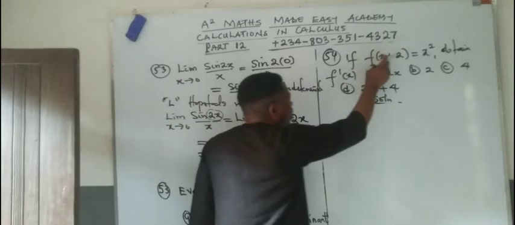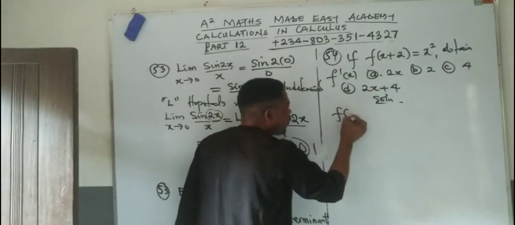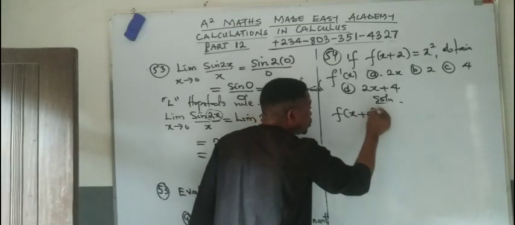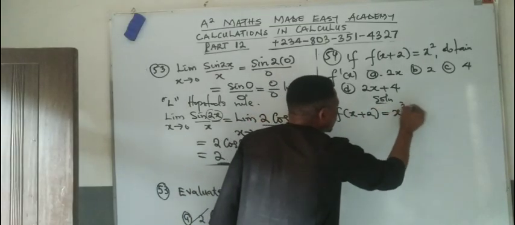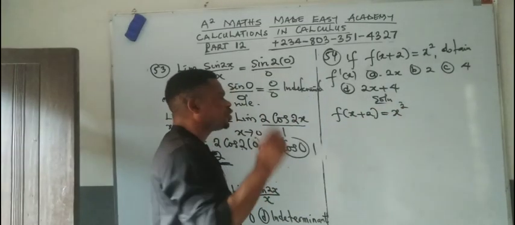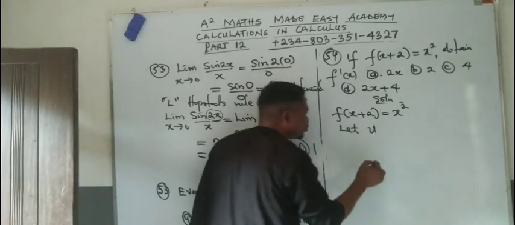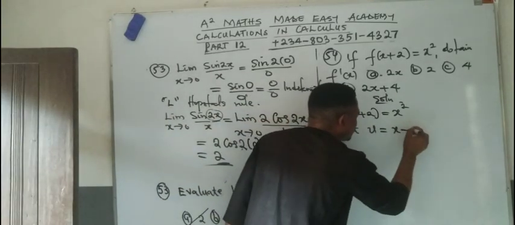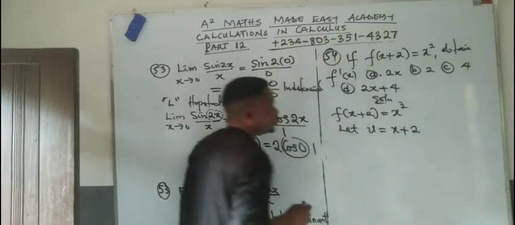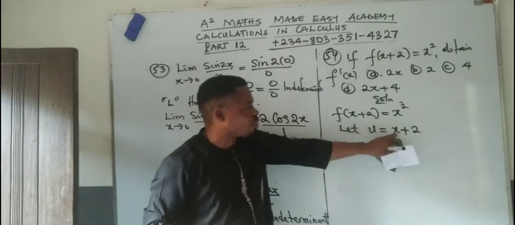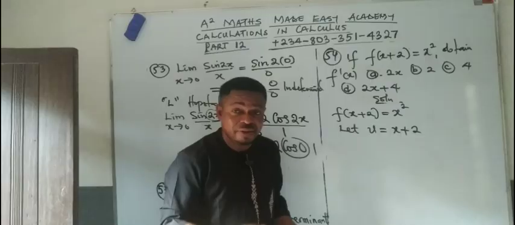Now the condition is that we're already given that f of x plus 2 is equal to x squared. Am I communicating? Now, to analyze this, let u be equal to x plus 2. That is the condition. Let u be equal to x plus 2. Have I made myself clear?